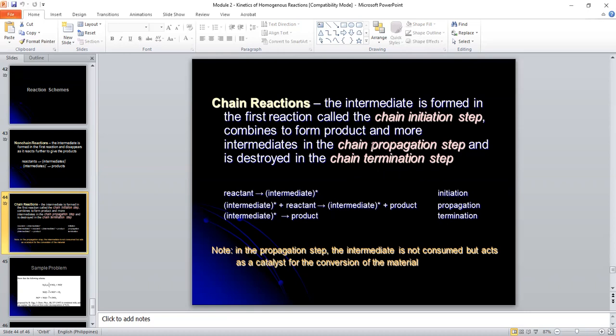The last is the chain termination step. Termination in the sense that we're referring to the intermediates again. So they are being destroyed in this last step, or their presence is terminated in the mechanism of reaction. So the initiation step, the propagation step, and the termination step.